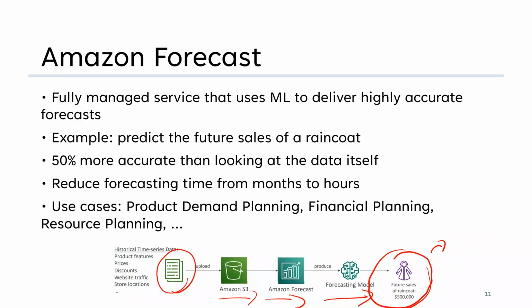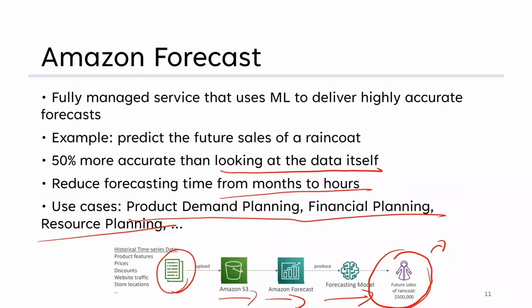You have sold this much in the past, you have the data, and then you take that data and apply it into Amazon Forecast. Amazon Forecast will be producing a forecast model. You don't have to write a single line of code for that model. That's it. And then it will generate how much your raincoats will be selling. It is 50% more accurate than looking into your data itself. Obviously, looking into millions of rows of data is really tiring, and sometimes it is not accurate, right? Reduce forecasting times from months to hours. Use cases: product demand, pricing, financial planning, resource planning, etc.